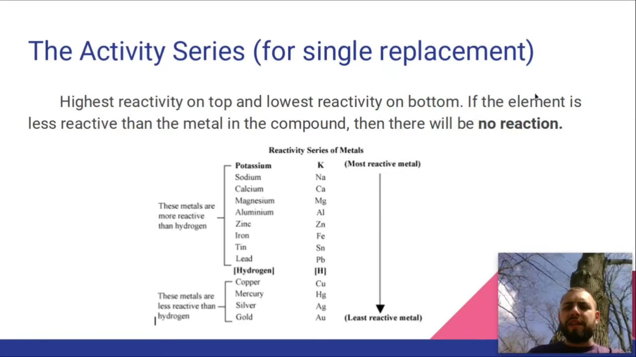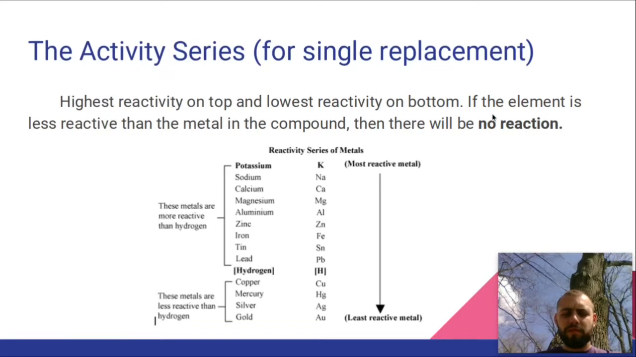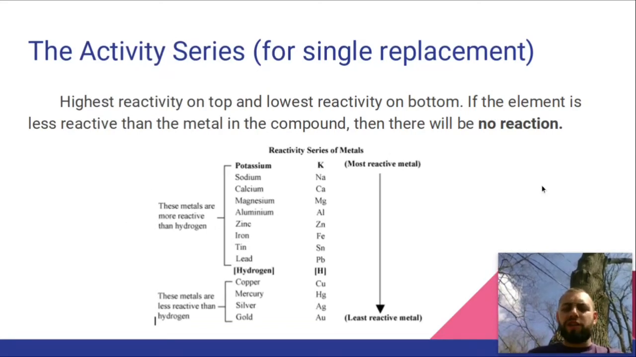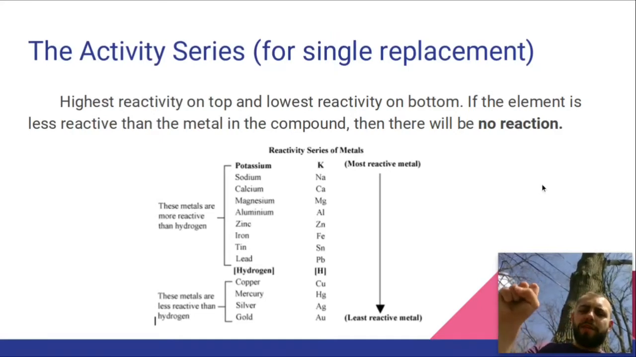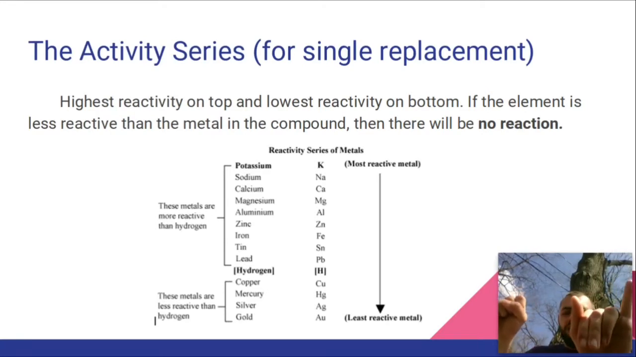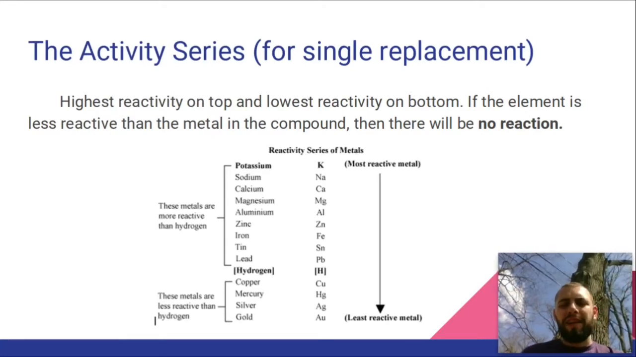So let's read this last sentence that I wrote here. If the element is less reactive than the metal in the compound, then there will be no reaction. We're talking about single replacement reactions here. And I'm going to say this a few times, give you a chance to get it in your notes, give you a chance to really understand it. Remember, in a single replacement reaction, we've got an element in its elemental form, and that's going to react with a compound. A compound, something contains more than one element.